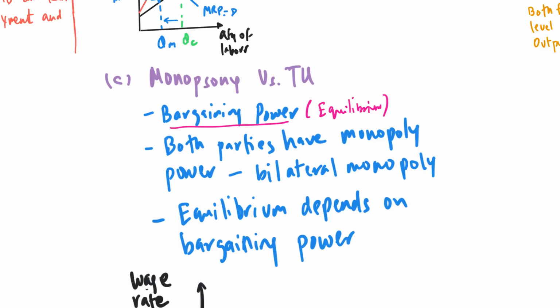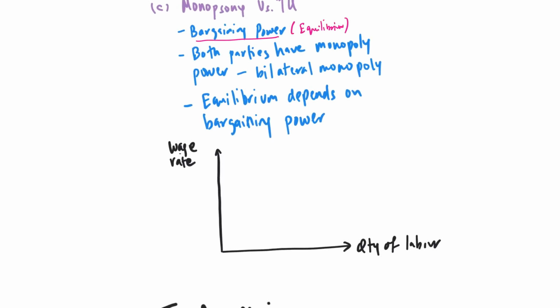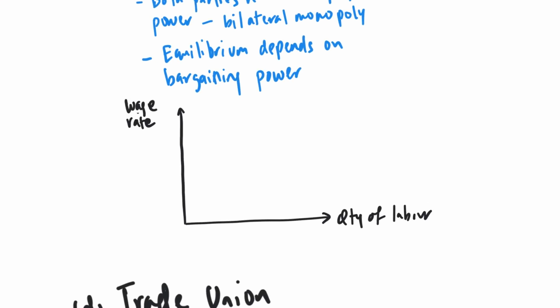Ultimately, it could be close to perfect competition, it could be close to monopsony's level, or it could be higher than perfect competition depending on trade union's power. And both parties are monopoly in the labor market, and that's why it's called a bilateral monopoly. And the equilibrium I want to show you depends on the bargaining power.